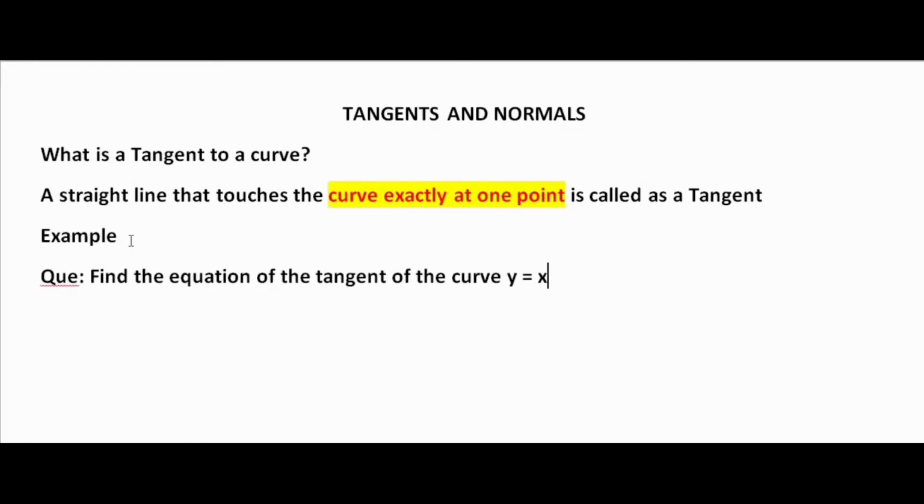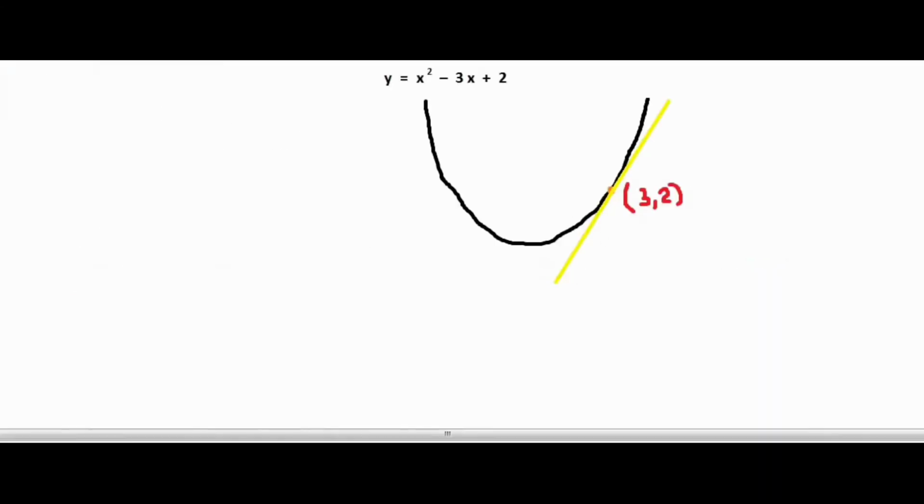Question: find the equation of the tangent of the curve y is equal to x square minus 3x plus 2 at the point (3, 2). So we have to find the equation of the tangent, which is a straight line which touches the curve y is equal to x square minus 3x plus 2 at the point (3, 2). So the point of contact is (3, 2), and the curve is already given. We have to find the equation of a tangent, meaning the equation of a straight line. Let's see how to find it.